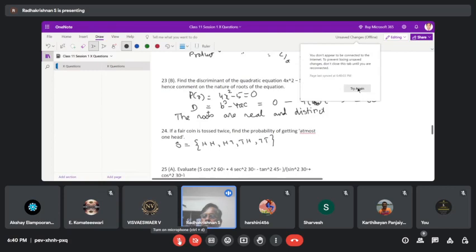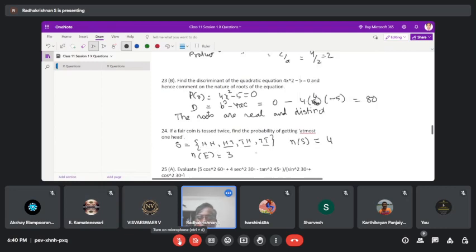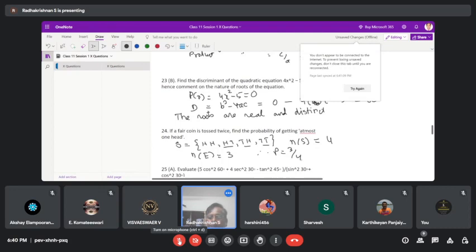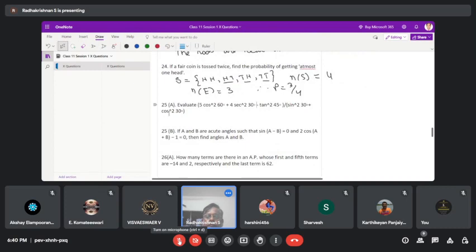So the number of total outcomes is 4. The number of favorable outcomes: at most one head means 1 or 0 heads. So this is allowed, this is allowed, this is also allowed. So 3. Only 2 heads is not allowed. Therefore the probability is 3 by 4. Let's go to the next problem.